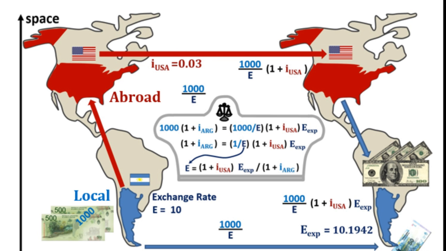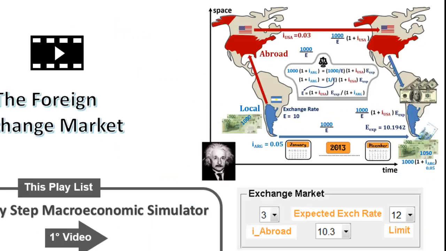However, in the simulator we are going to talk about local interest rate and interest rate abroad. So the local is going to be the interest rate in Argentina, and the abroad is going to be the interest rate in USA. But you can apply the math that we are going to use here to your own country. Let's say that you are in America, then the local is going to be America, and the foreign is going to be, for example, China.